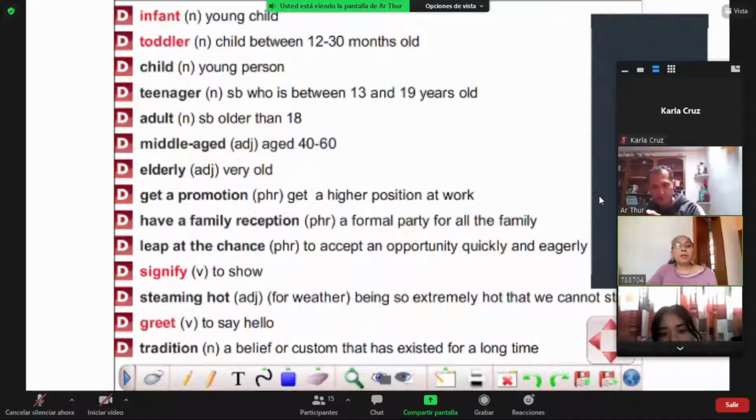Have a family reception. Please send me a sentence using this phrase. For example, when I got married, I decided to get a family reception at night. Después de casarme, la recepción fue en la noche. This is have a family reception example.